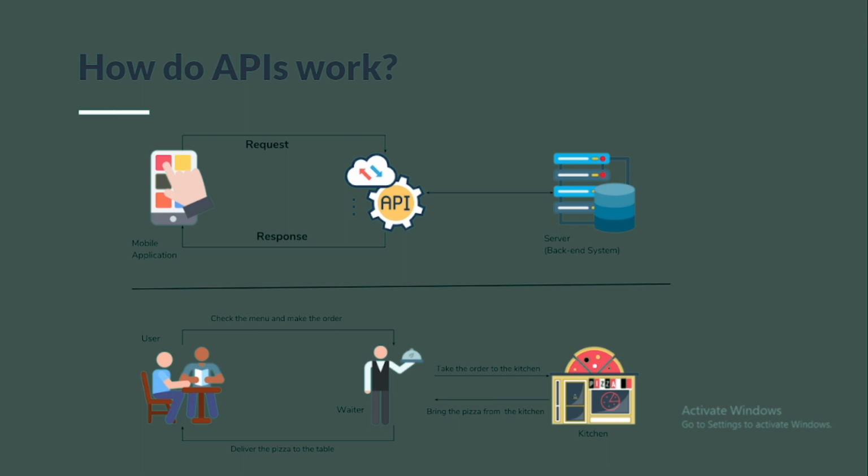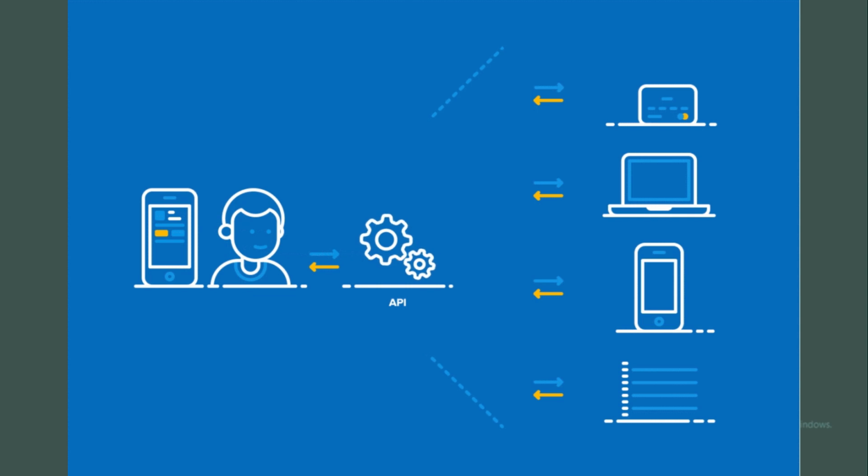So here is the example of how API works. The mobile application gives the request to the API. The API will take that request and pass it to the backend server, and the server will give the response to the API, and the API will give the response back to the mobile application. So in your mobile application you see the updates.